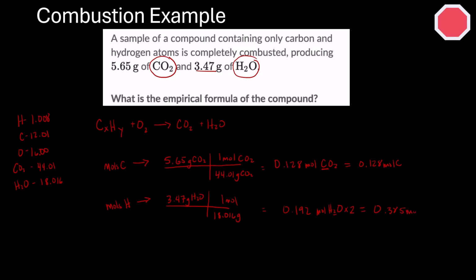So that turns out to be 0.385 moles of hydrogen. Now all we have to do is find the ratio, and so we divide this number by 0.128 because it's the smallest. We divide this number by 0.128 and we're left with 1 carbon for every 3 hydrogens, and so the empirical formula of the compound should be CH3.